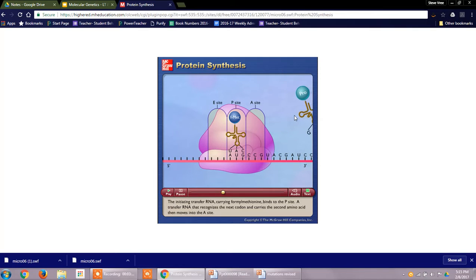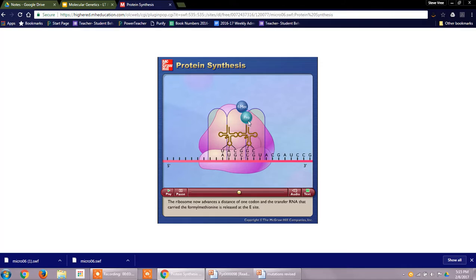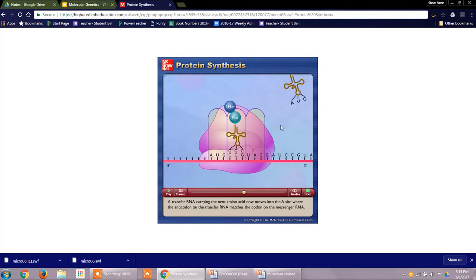So in comes another tRNA, and you'll see we have CCG as the codon, so the anticodon is going to be GGC. And now the ribosome is going to advance forward, and when it does that, you see the amino acid from the first tRNA is going to move to the other amino acid in the A site. The ribosome now advances 1 codon forward, and in is going to come a new tRNA matching the codon.